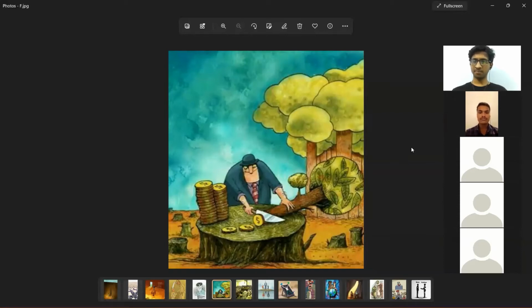As we all know, trees give us oxygen, store carbon dioxide, and also give us shelter. There are many advantages of trees, but we are going in a bad way, cutting the trees. There is no importance of money greater than the trees. So we have to plant more trees.